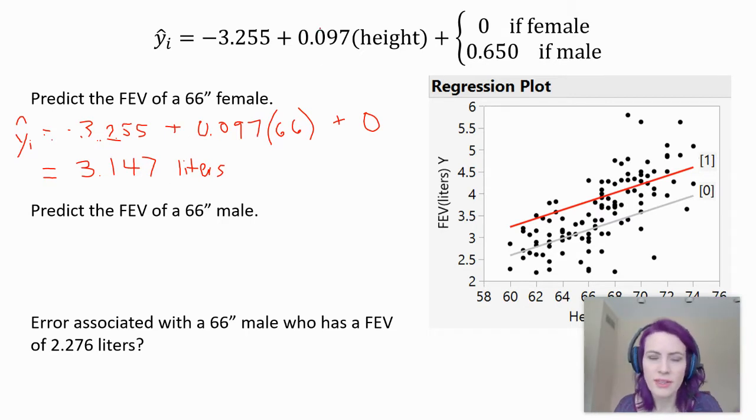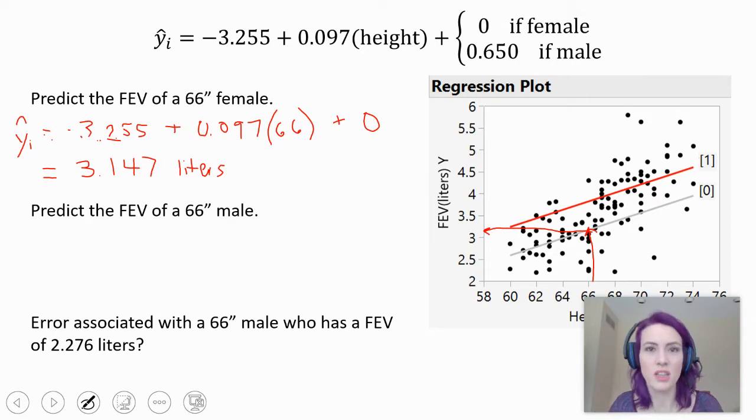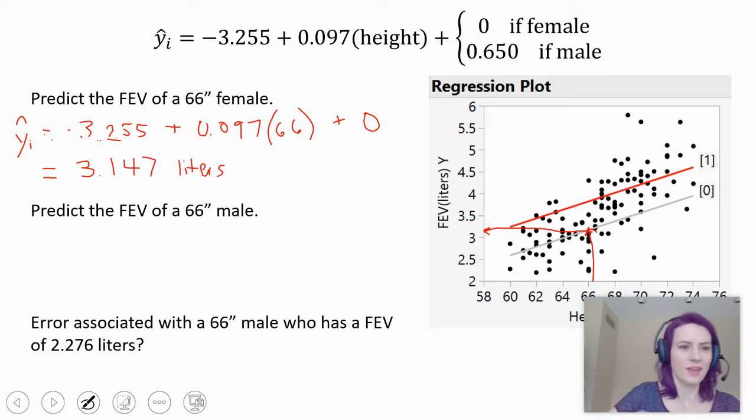Now, good idea if we have the graph just to check that that seems plausible. So I'm looking at 66 inches tall, and we're going up to the gray line because it's a female, and then going over. So we expect something in the low 3s, and that's what we got. Now for the males, the first part of the expression is going to look the same.